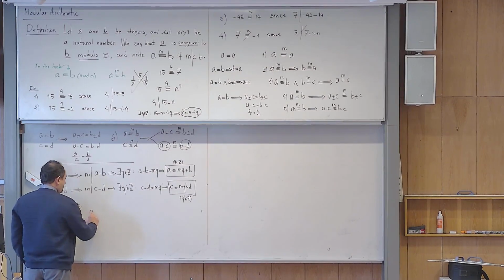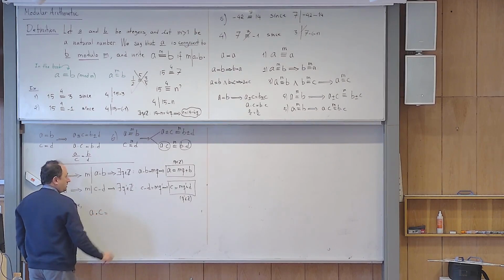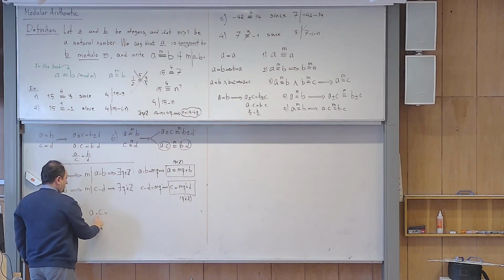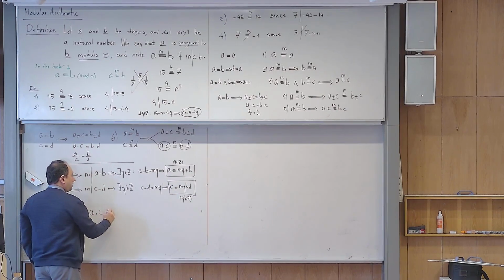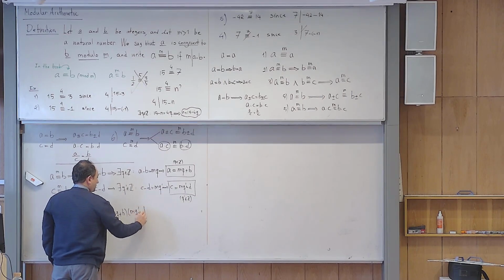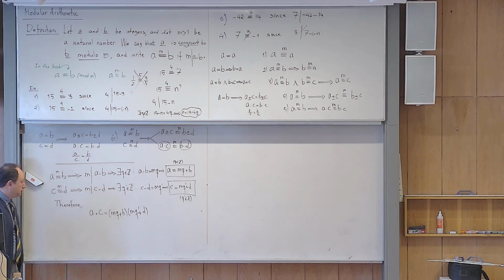A times C is what? A is equal to this, C is equal to this. So if I want to multiply A and C, instead of A, I can write the number equal to A. And instead of C, I can write the number equal to C. Yes? And then what happens?